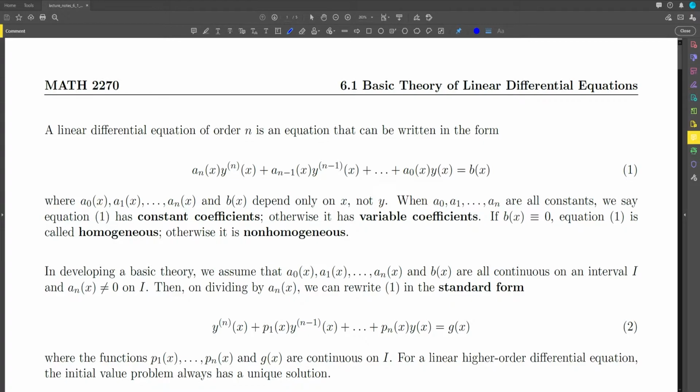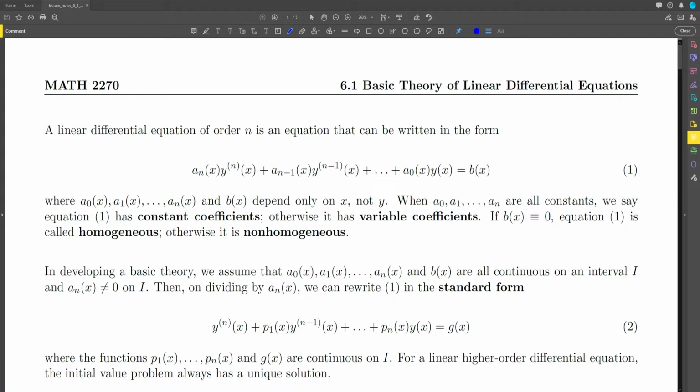And when a naught through a n are all constants, we say that equation 1 has constant coefficients. Otherwise, it has variable coefficients. If b of x is identically equal to 0, equation 1 is called homogeneous. Otherwise, it is non-homogeneous.